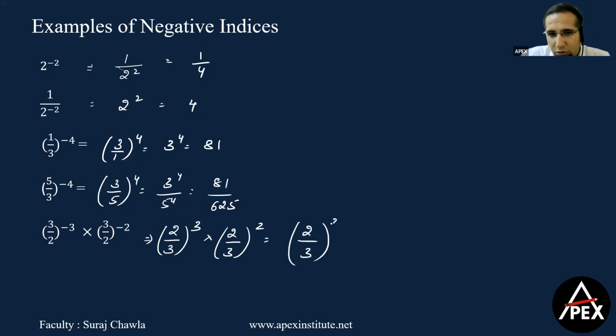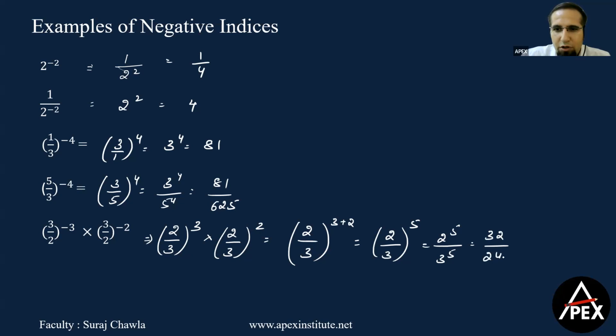So 2 by 3 whole to the power 3 plus 2, which means this becomes 2 by 3 whole to the power 5, the final value of this. Now 2 to the power 5 is 32 and 3 to the power 5 is 243. So therefore the final answer becomes 32 by 243.